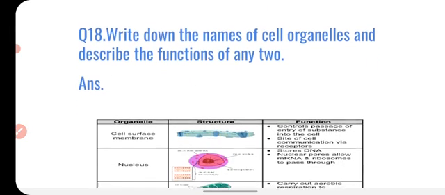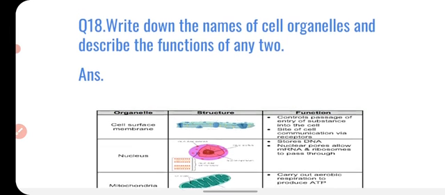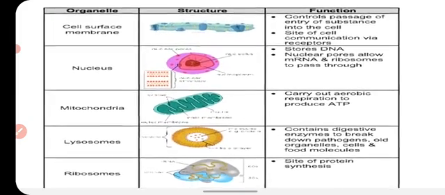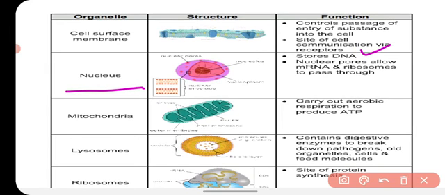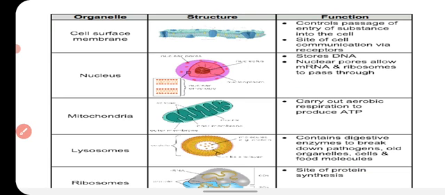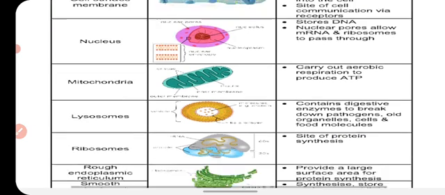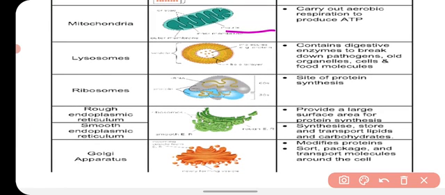Next question is, write down the names of the cell organelles and describe the function of any two. Here in this diagram you can see that the nucleus is the cell organelle which stores DNA. Nuclear pores allow mRNA and ribosomes to pass through. It contains all the hereditary material and it transfers characteristics from parent to offspring. Mitochondria is the cell organelle which carries out aerobic respiration to produce energy in the form of ATP. Lysosome contains digestive enzymes, and breaks down pathogens, old organelles, cells and food molecules. They help in intracellular digestion.